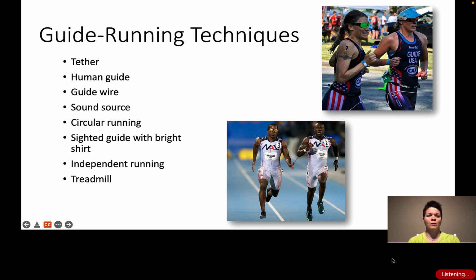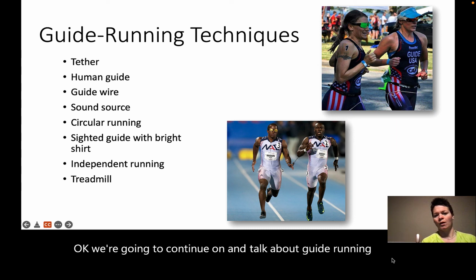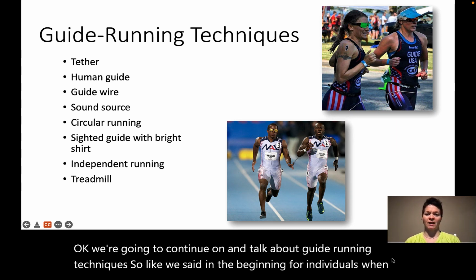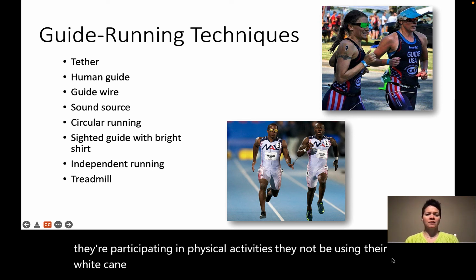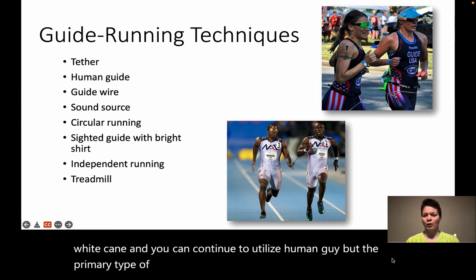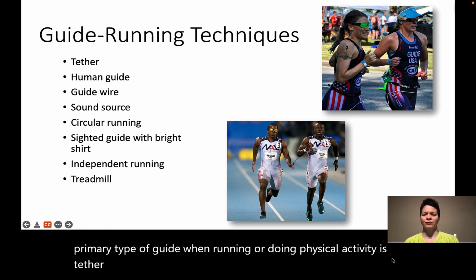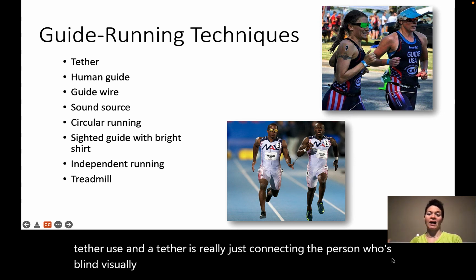Okay, we're going to continue on and talk about guide running techniques. Like we said in the beginning, individuals participating in physical activities should not be using their white cane. You can continue to utilize human guide, but the primary type of guide when running or doing physical activity is tether use. A tether is really just connecting the person who's blind or visually impaired to their guide.